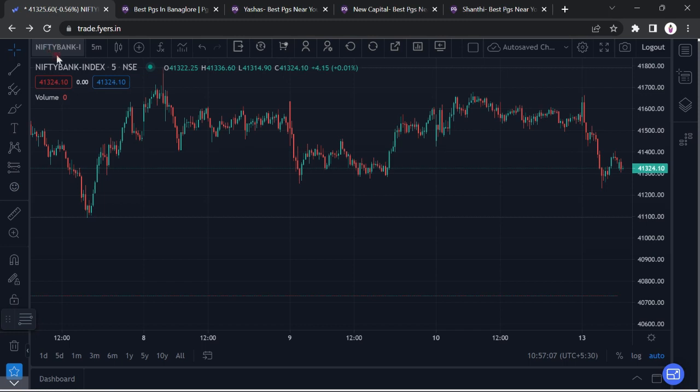Say I'm in a Nifty Bank chart. If you don't know what Nifty Bank and Nifty 50 are, please comment. I will make a dedicated video to explain Nifty Bank and Nifty 50 also.